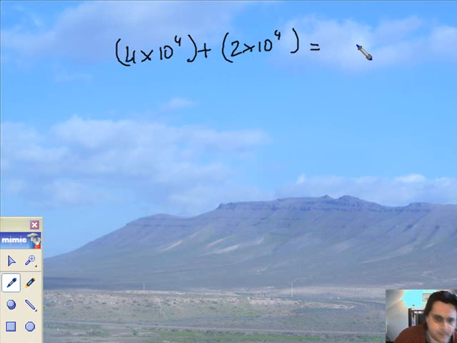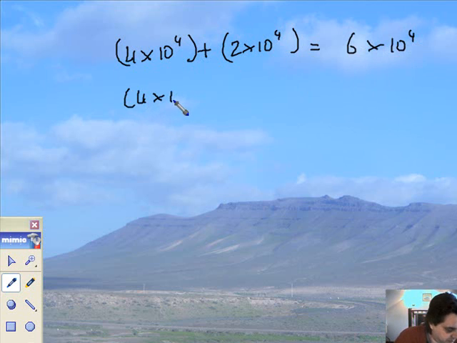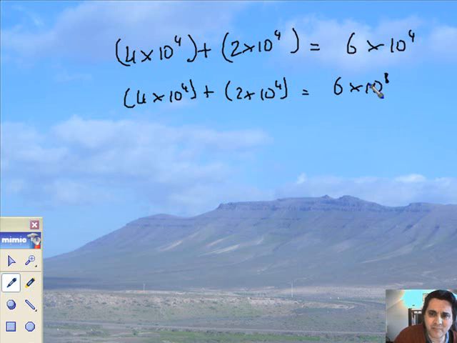Now apparently one child who shall be nameless says this. That equals 6 times 10 to the power of 4. Brian, he's the other guy who shall remain nameless, who I've just named, says this. 4 times 10 to the power of 4 plus 2 times 10 to the power of 4 is 6 times 10 to the power of 8. They can't both be right.